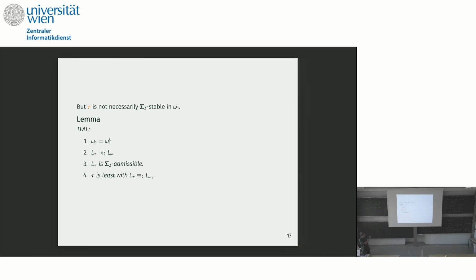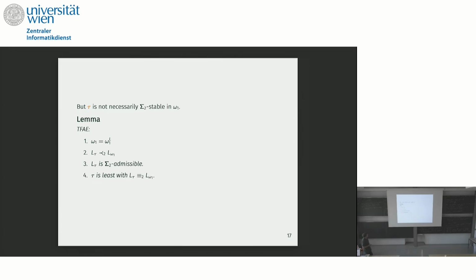So this is just to compare these with the stable ordinals. The fact that this is a Σ2 elementary substructure is equivalent to ω1 being ω1 of L. There are some other equivalent statements, for example, L_τ is Σ2 admissible, and τ is the least ordinal that has the same Σ2 theory as L_ω1. This is another ordinal, but happens to be the same here.